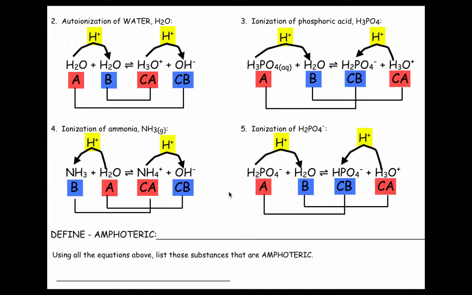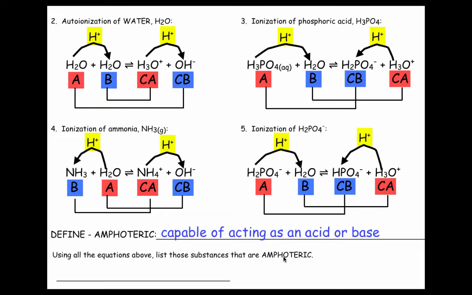The new topic here, or the new concept, is conjugate acid-base pairs. So let's just review like on this one. H2PO4, and this is now HPO4, so this differs only by an H. Let's define amphoteric. Amphoteric is a substance that's capable of acting as an acid or a base. The question at the bottom is asking, using all the equations above, list the substances that are amphoteric.